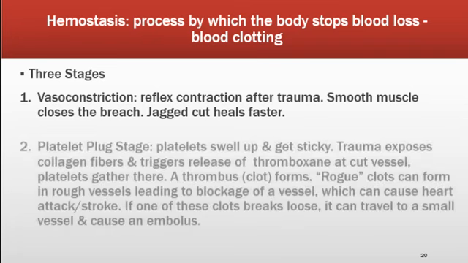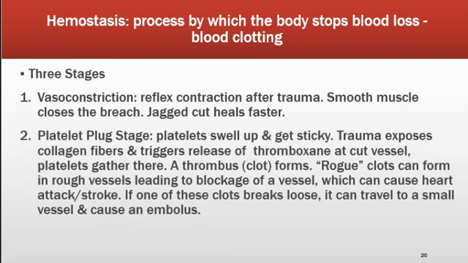Number 2 is called the platelet plug stage. The platelets swell up and get sticky. So the trauma, the cut, whatever, exposes collagen fibers. Those collagen fibers being open to the bloodstream says that's not normal, and that triggers the release of something called thromboxane at that cut level. That thromboxane is an alarm to the platelets: come on, come over, we need you here. So a thrombus will form.